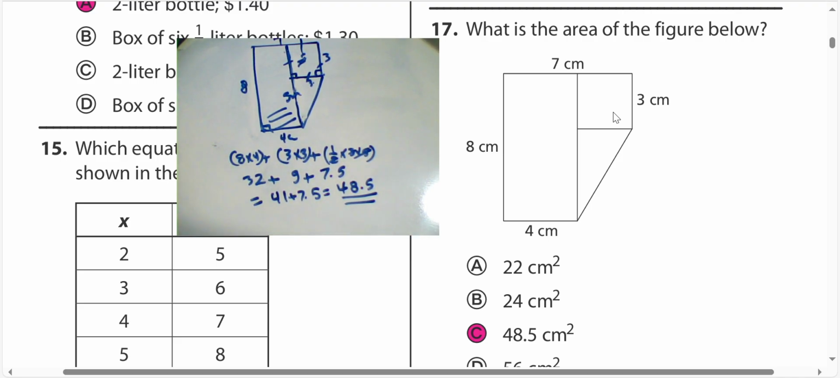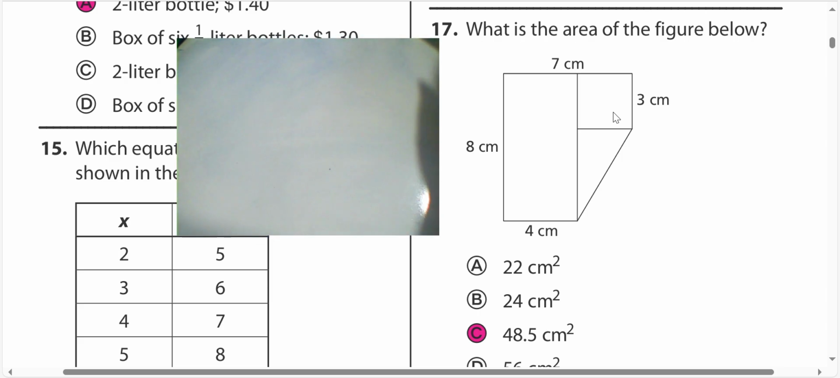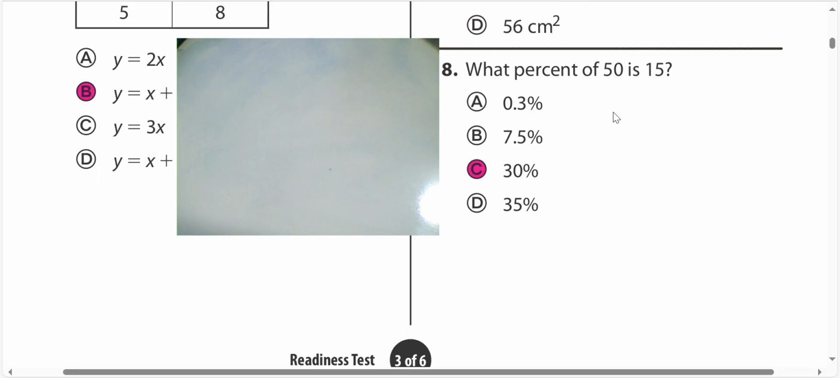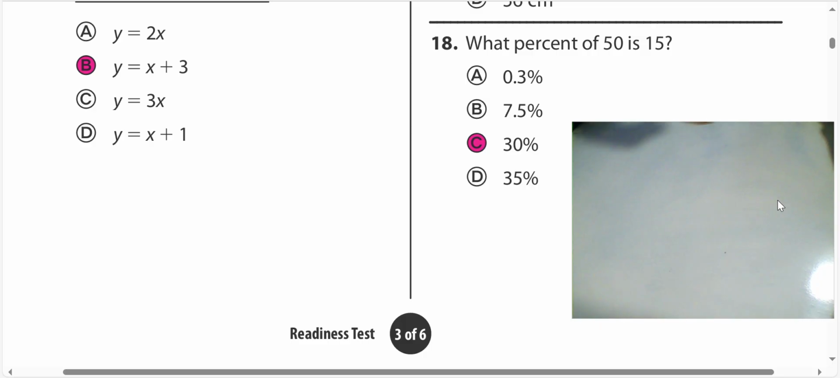48 and a half square centimeters. Okay, we have the area of a square, a rectangle, and a triangle. Next question: what percent of 50 is 15?